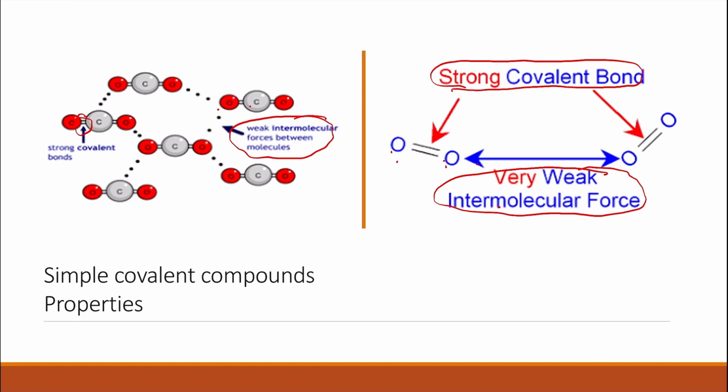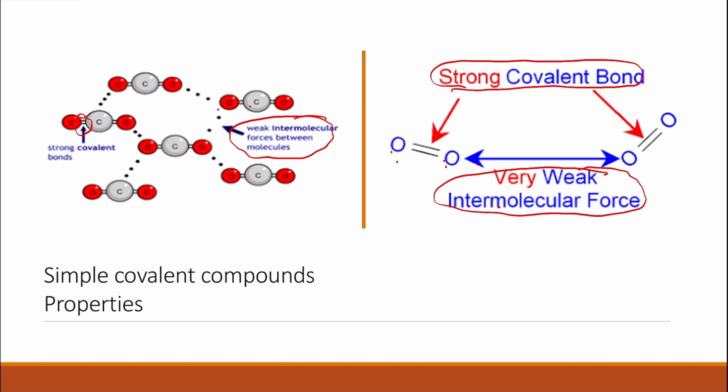If the intermolecular forces, or the forces of attraction between the molecules, are weak, that means they only need little energy, not high energy, to break these bonds, so they can melt and boil at low temperature. The melting and boiling points of simple covalent structures are quite low when we compare them to ionic structures. Most of these compounds you can find as gases or as liquids at room temperature.